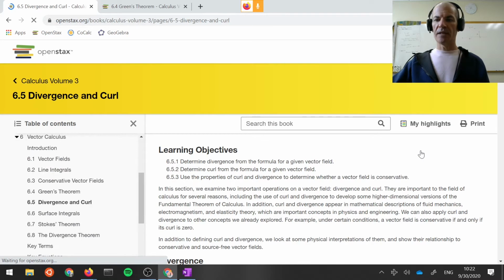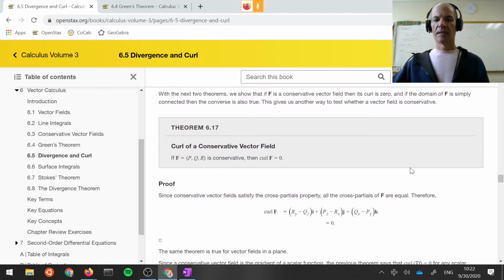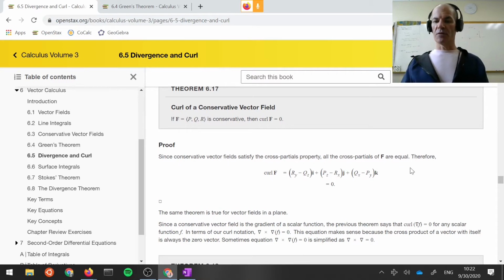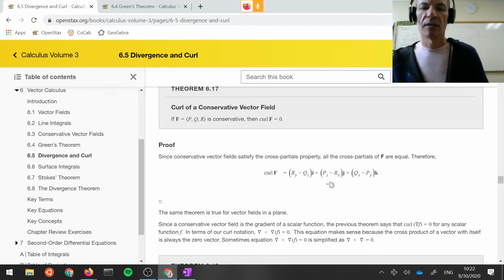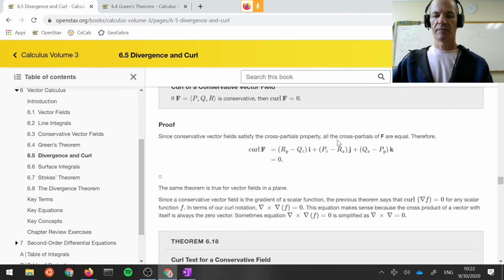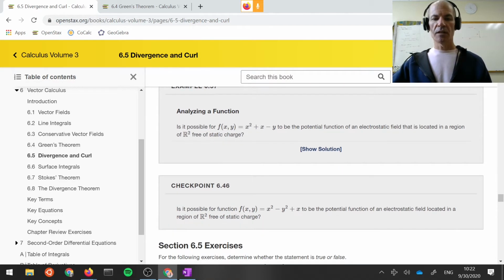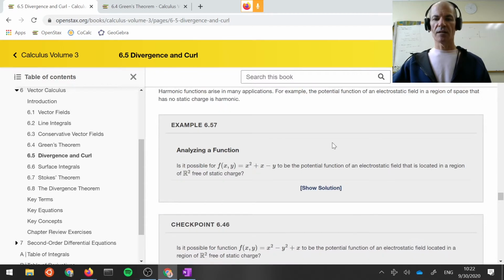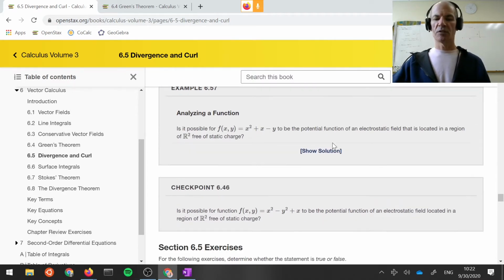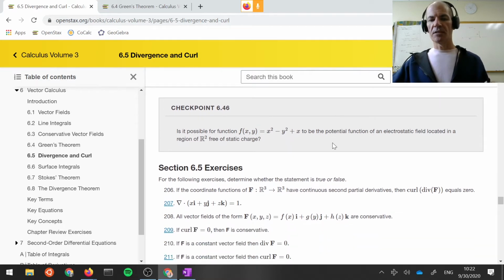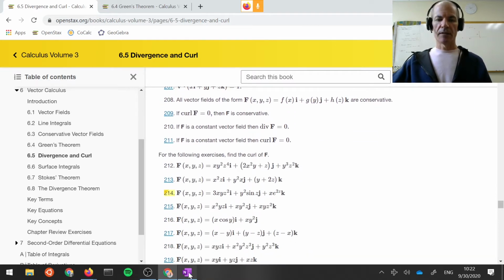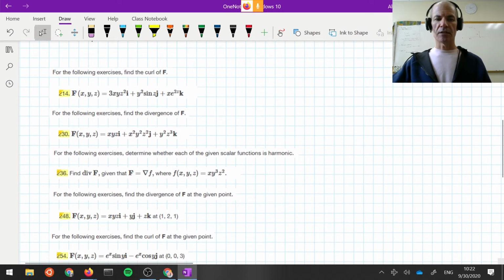For some reason, my web page wanted to just update at that moment. So it's a nice test for conservativeness, and you can kind of see it has the tests for three-dimensional conservativeness built in. So there's this relationship between the curl and conservativeness. Continuing here, we can analyze functions and test whether they're conservative, etc. Let's just jump into the exercises here and we'll wrap up. Again, this is mostly a computational section.